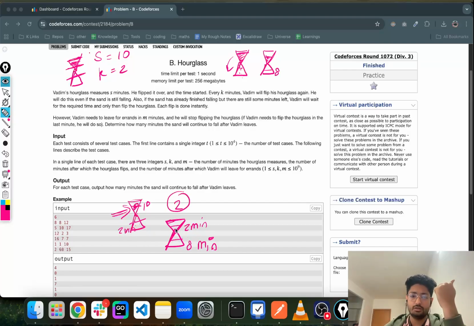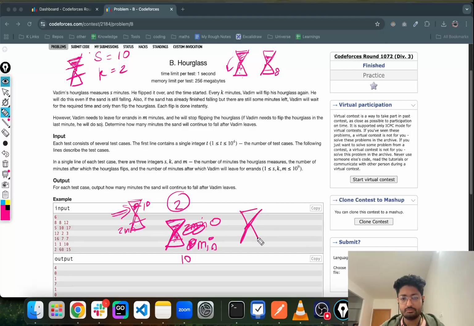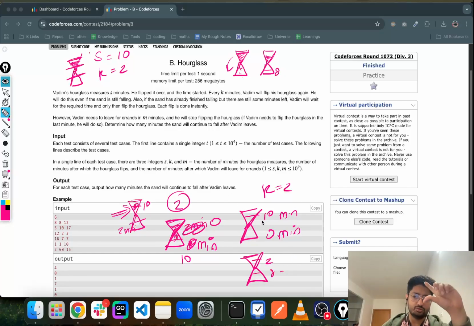When you flip it, now you only have 2 minutes here. So 2 minutes will drop from here, and then you again get 10 minutes here, 0 minutes here, and you will again start from here. It has 10 minutes here, 0 minutes here. Now after k equals 2 again, you will flip it. It will become 2 minutes here and 8 minutes here. So the time it is now covering is only 2 minutes.